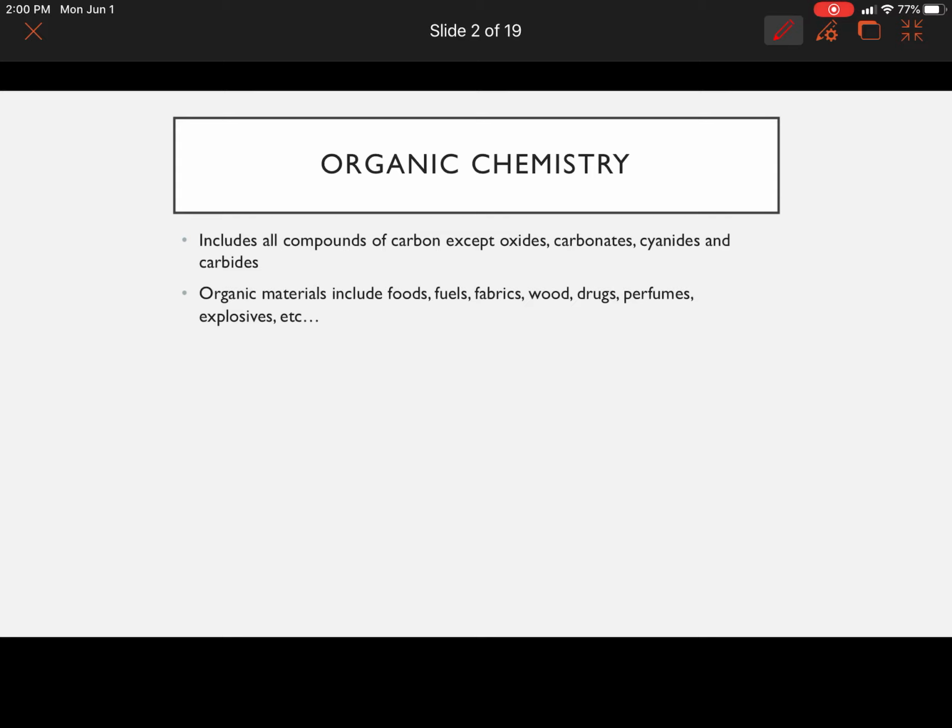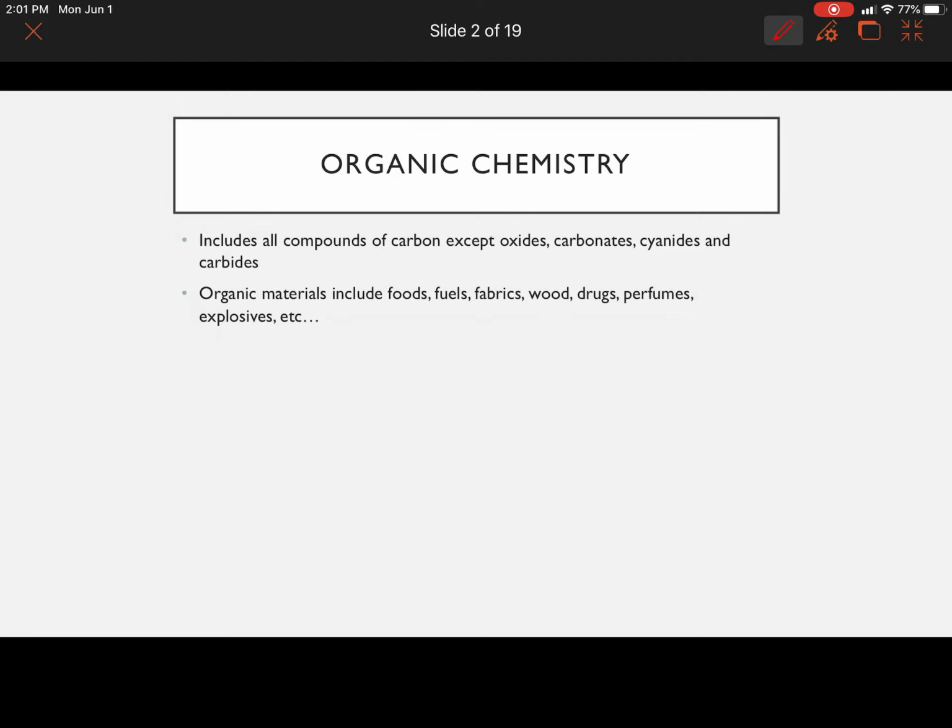Okay, so organic chemistry includes all compounds of carbon except for the oxides, carbohydrates, cyanides, and carbides. That won't make a lot of sense to you guys, so don't worry too much about that. Organic materials include foods, fuels, fabrics, woods, drugs, perfumes, explosives.